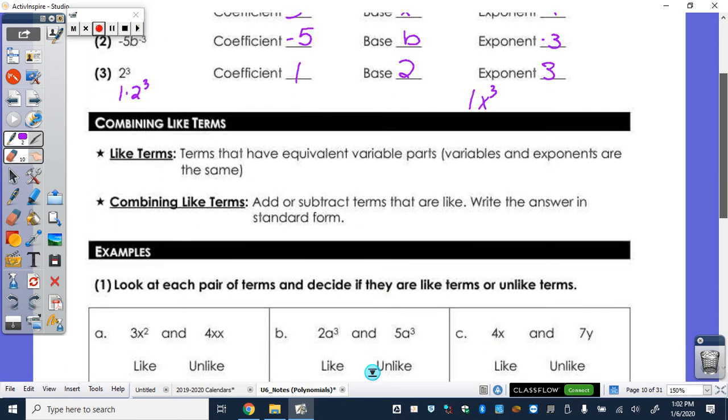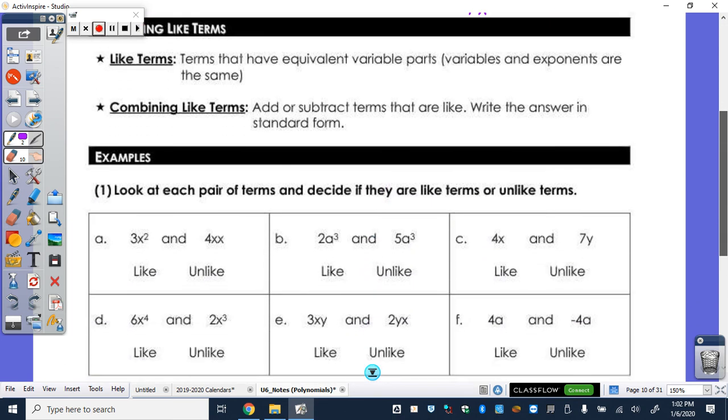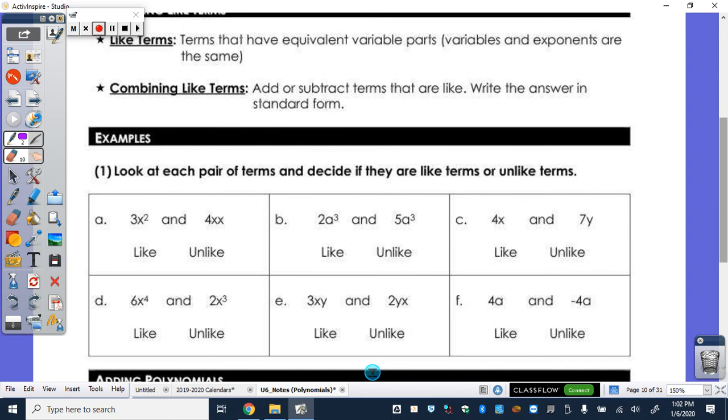The other thing we're going to be doing today is combining like terms, but in order to combine like terms, you have to first be able to identify whether two things are actually like terms. So if we take a look at my boxes down here, we're going to go through and identify whether they are like terms or are not like terms. Looking at our first one, we have 3x squared and 4xx. Are those like terms?